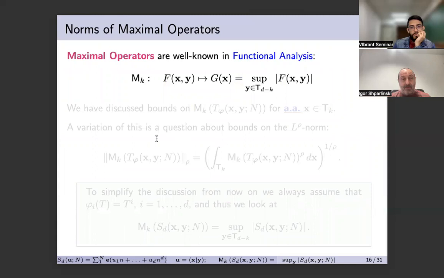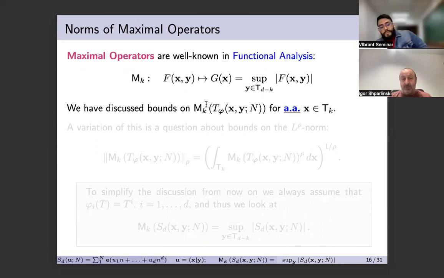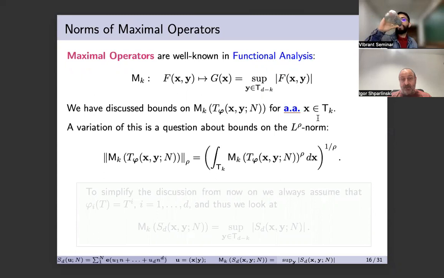Okay. So as I said, the notion of maximal operators is very well known in functional analysis, and this is how they define it. If you have a function f of two variables x and y, then this operator maps this function to the function g of x, which takes the supremum of f over y. So far we discussed bounds on the values of this operator for almost all x, but of course you can also ask about other related questions, for example, about L rho norms for different values of rho.